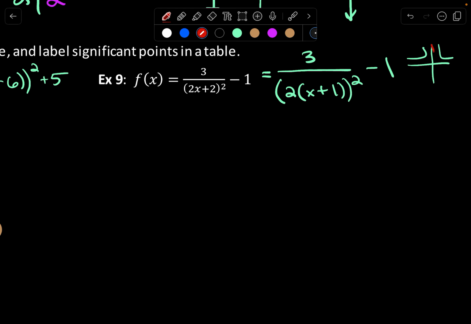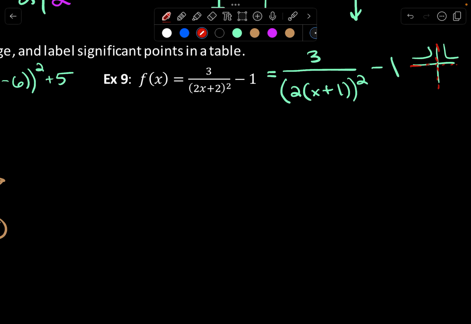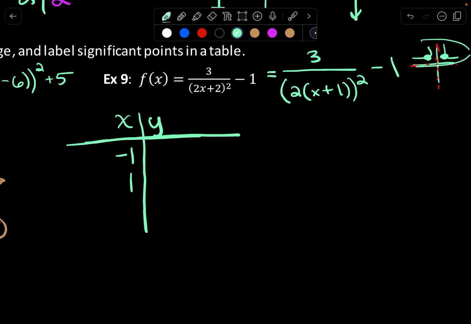And then remember, all rationals have 2 asymptotes. So our transformation table has to show those asymptotes in there. So we'll have x, and then we'll have our y values. For this one, we have 2 key points. We're going to have -1 and +1, and because it's x squared, they're both going to be positive. And then we have our vertical asymptote. Vertical asymptote means that x is equal to 0. And then our horizontal asymptote is going to be y is equal to 0.